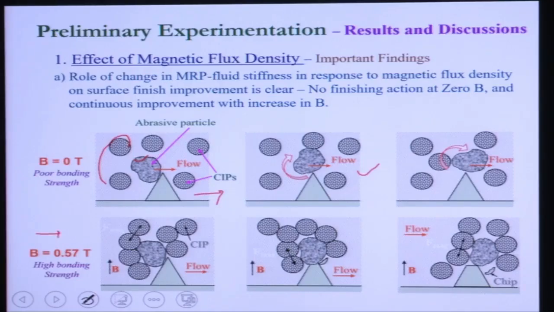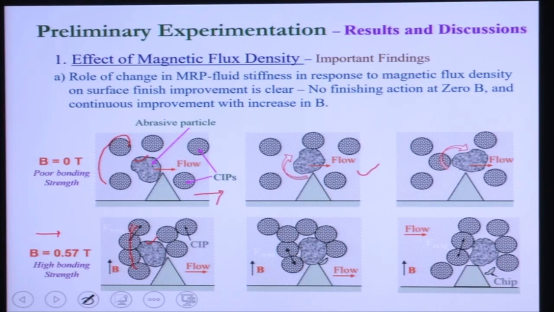Now the second row shows a magnetic field of 0.5 Tesla. Here a high magnetic field is available. Now you can see these CIP particles forming chains. Because of the dipole moment, strong chains form between the CIP particles. When some abrasive particles come in between these CIP chains, they are held in between these chains.